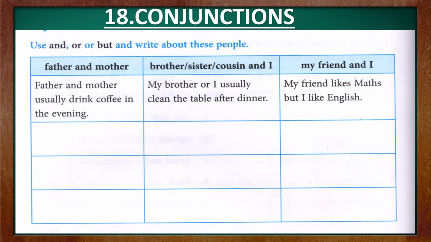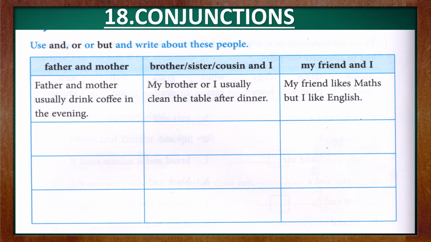Use "and", "or", "but" and write about these people. Here children, you have to make your own sentences. First you can speak about your father and mother. Second column you can speak about your brother, sister, cousin and yourself. Third column you can speak about your friend and yourself. So the first one is done. Here three different columns and three different rows are given.